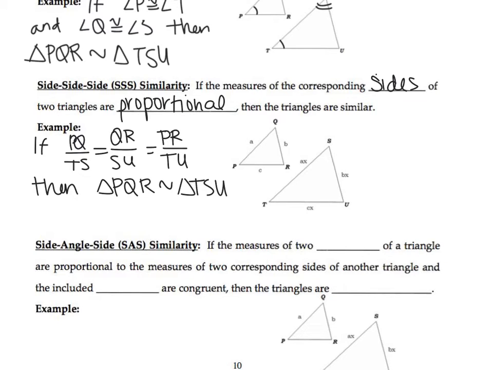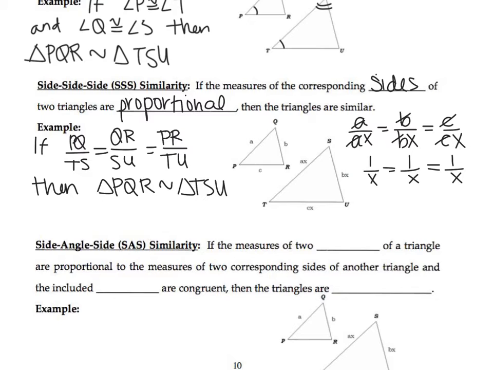If we're trying to show that the sides are proportional, we want to simplify all of the ratios to make sure we get the exact same ratio. So in our example, we have A over AX should equal B over BX should equal C over CX. If I simplify all of these ratios, the A's will cancel in the first, the B's will cancel in the second, and the C's will cancel in the third. That'll leave us with 1 over X equals 1 over X equals 1 over X. So we have 3 ratios that are all the same, so the sides are proportional, meaning the triangles are similar.